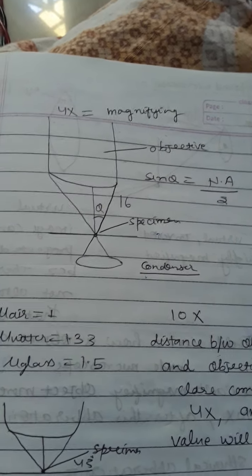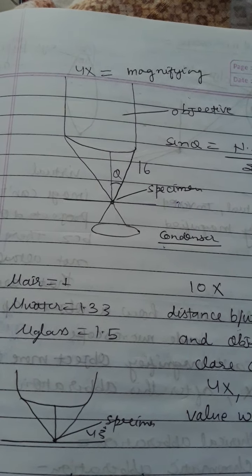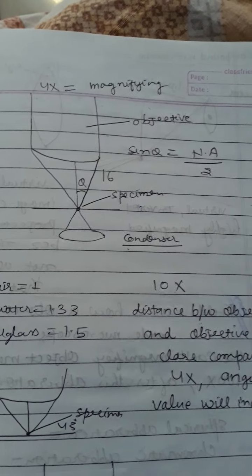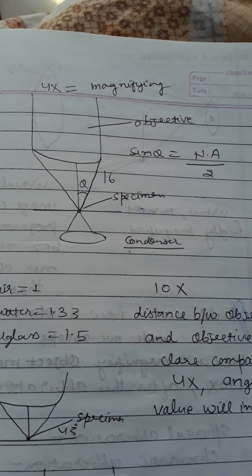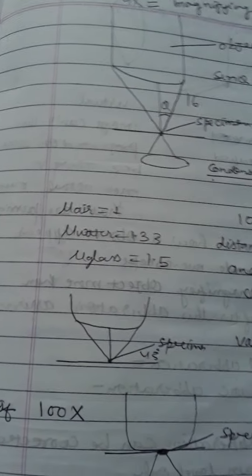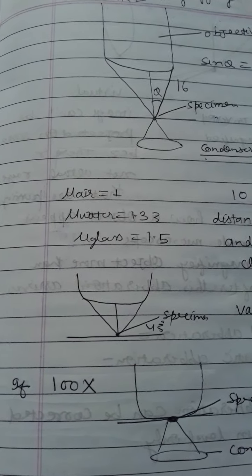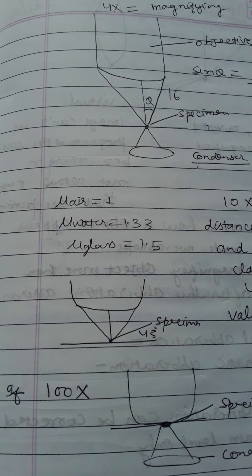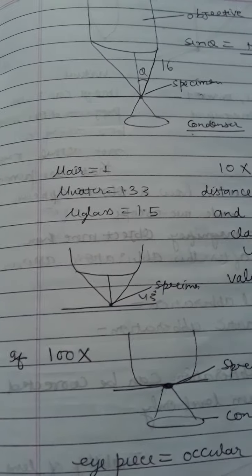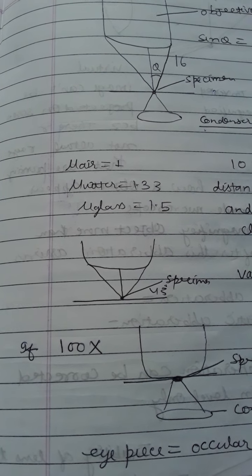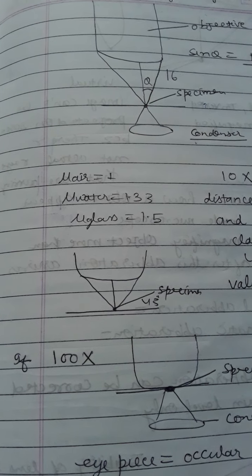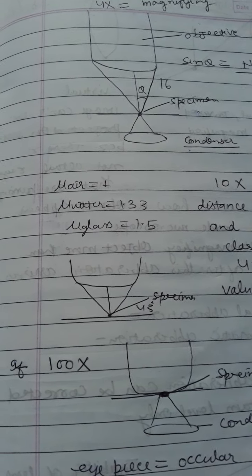And here is the numerical aperture. You can see there is a formation of an angle between the specimen, from which the light is going to strike the objective lens, and it forms an angle. That angle satisfies sin theta equals numerical aperture divided by 2. So we have to remember the refractive index of some substances: air's refractive index is equal to 1, water is 1.33, and glass refractive index is 1.5.